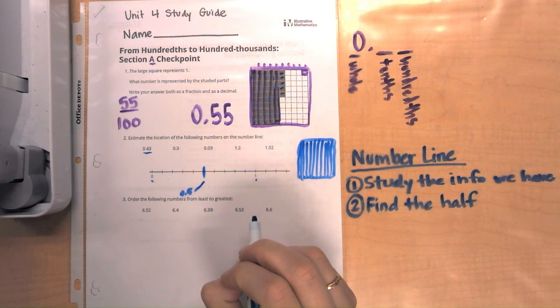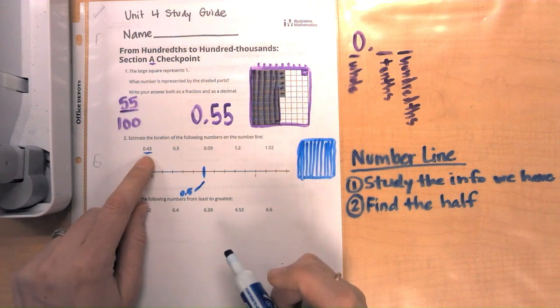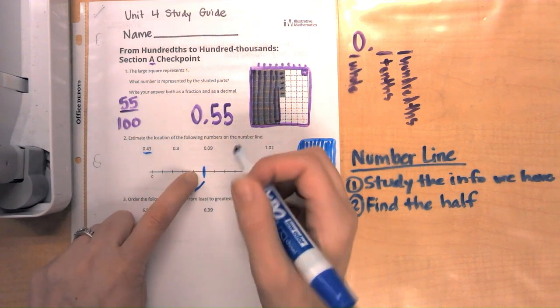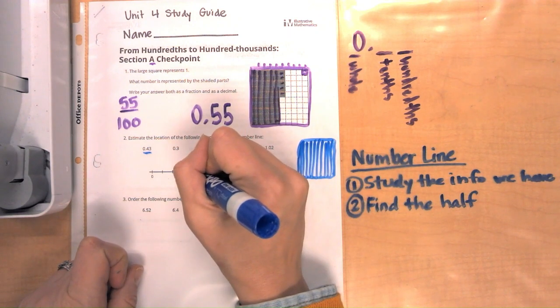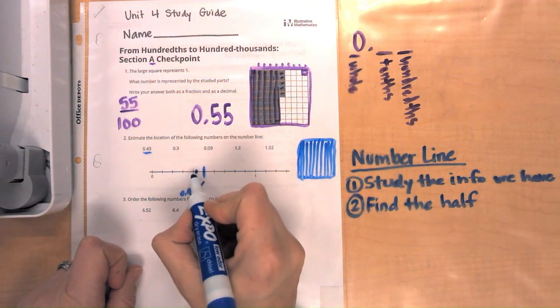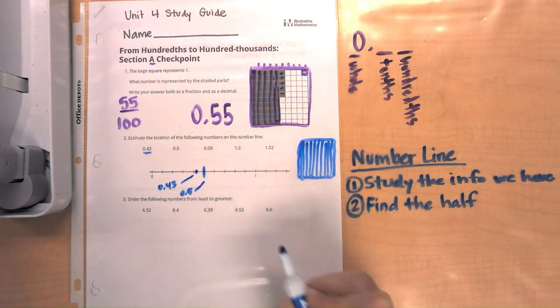0 and 43 hundredths. Okay, well, this number line's cut into tenths. So I'm going to start with the tenths, the 4. 1, 2, 3, 4 tenths. And it's not 5 hundredths, it's 3. So we're just going to put that a little bit this way. Okay? 0 and 43 hundredths.